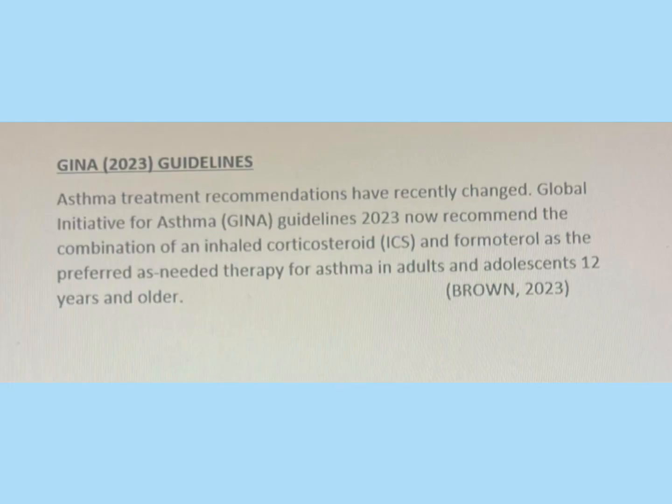Before we discuss the treatment of asthma, treatment recommendations have recently changed. The Global Initiative for Asthma, or GINA, Guidelines 2023 now recommend the combination of an inhaled corticosteroid, ICS, and formoterol as the preferred as-needed therapy for asthma in adults and adolescents 12 years and older. What that means is ICS alone is no longer preferred as the first therapy for asthma.